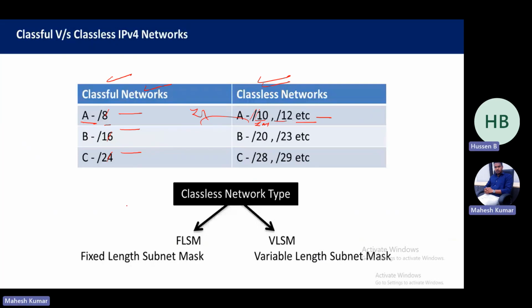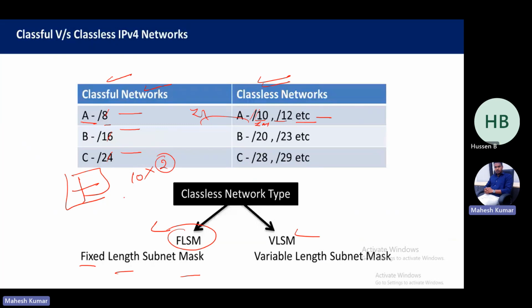So there are two ways to do subnetting. First is FLSM, second is VLSM. We'll just discuss FLSM today: fixed length subnet mask. It will divide the IP in equal parts. Let's suppose you have 10 and you want to divide it among five people, so everyone can get two, right? Two each.